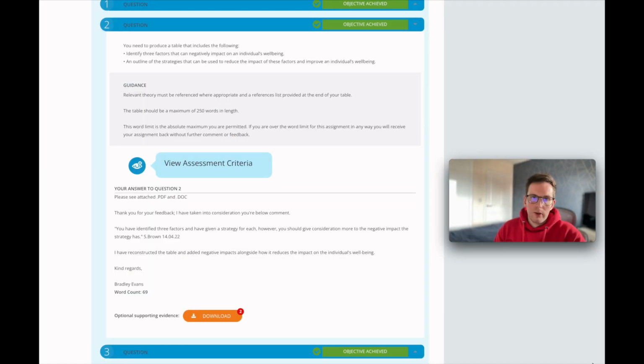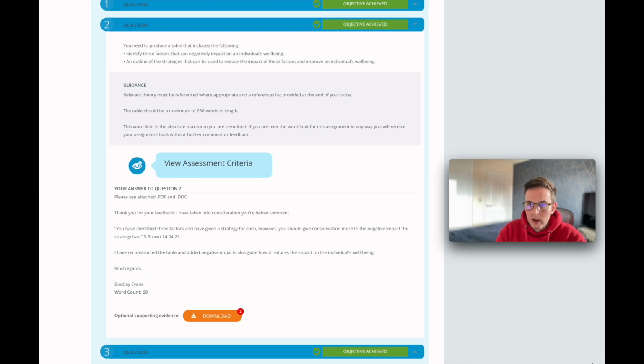Okay, so question 2 is you need to produce a table that includes the following. Identify 3 factors that can negatively impact on an individual's well-being and outline strategies that can be used to reduce the impact of these factors and improve an individual's well-being. Again, like I said earlier, it's really important that you read the guidance because this is how you get marked. Guidance is relevant theory must be referenced where appropriate and provide a reference list at the end of the table. And the table should be a maximum of 250 words in length, and the word count is the absolute maximum that you're permitted to use.